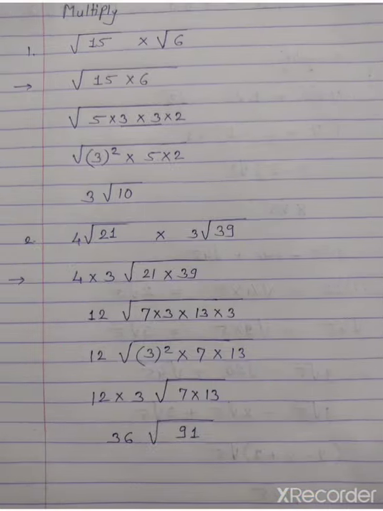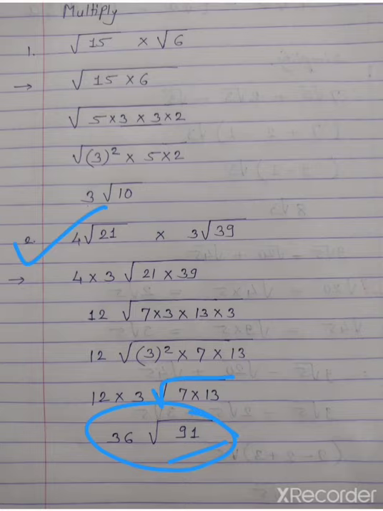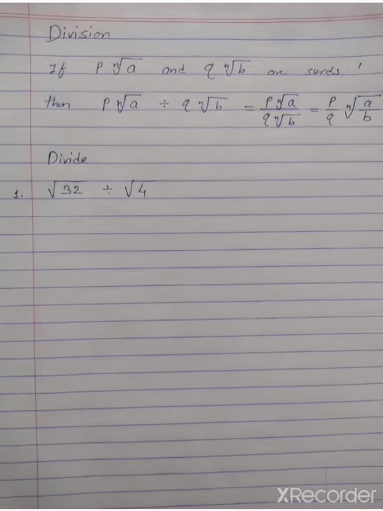So here I write some steps. Here I take this 3 square. Now take this 3 outside the radical symbol. So it becomes only 3. And in this radical sign, 7 into 13 is equal to 91. So this is the multiplication of this given question. Now let us see the rule for division.